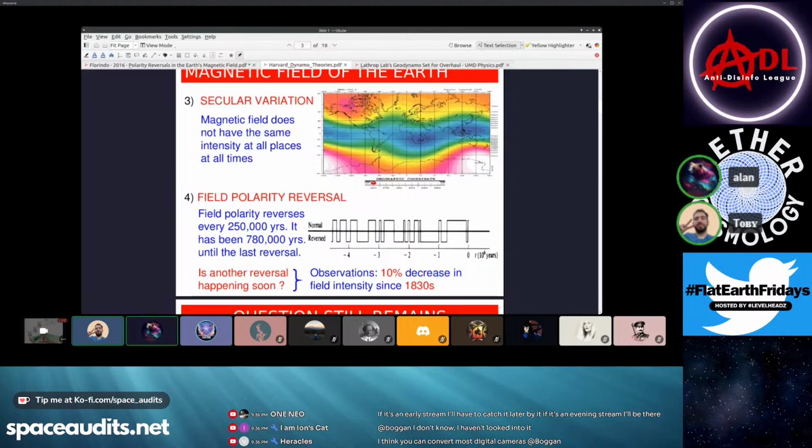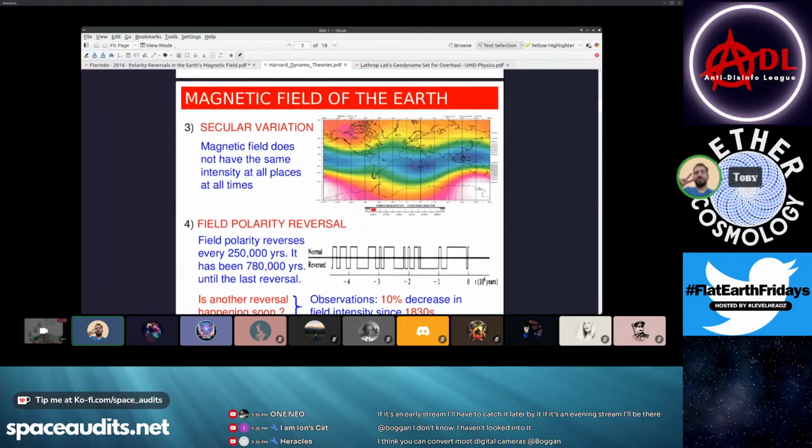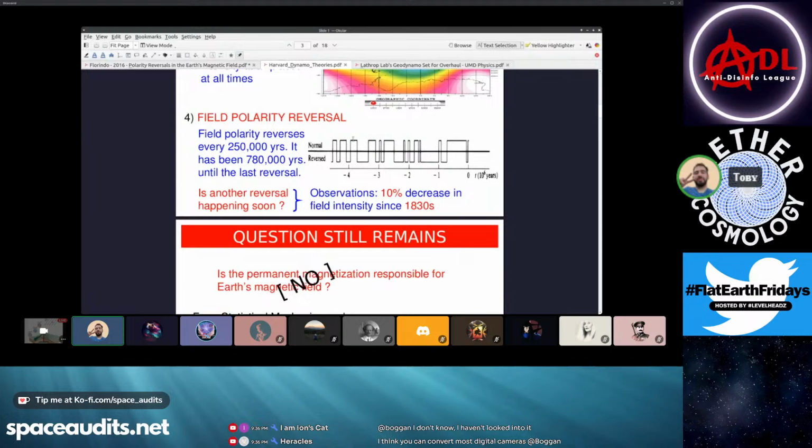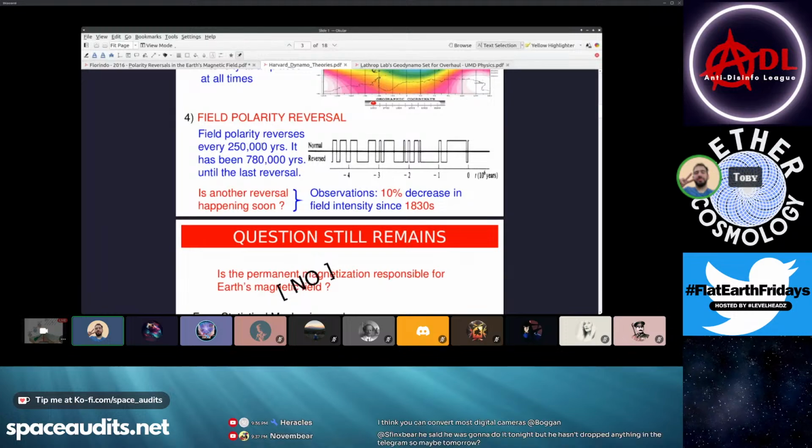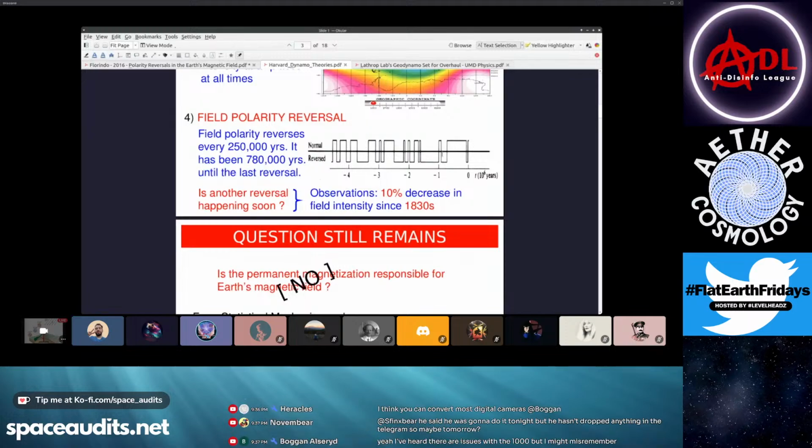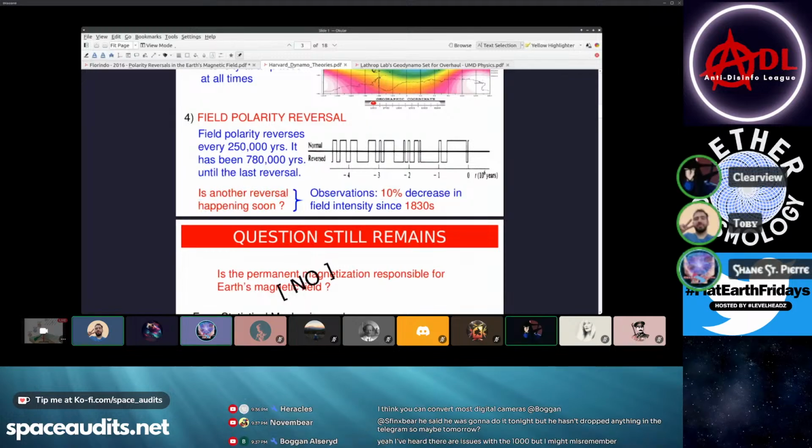Computational power. So the secular variation: the magnetic field does not have the same intensity at all places at all times. We were looking at some pictures of that earlier. And then we've got the old field polarity reversal. The field polarity reverses every 250,000 years. It has been 780,000 years since the last reversal. Is another reversal happening soon?